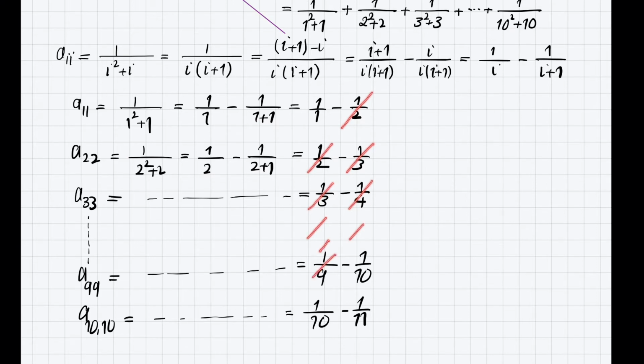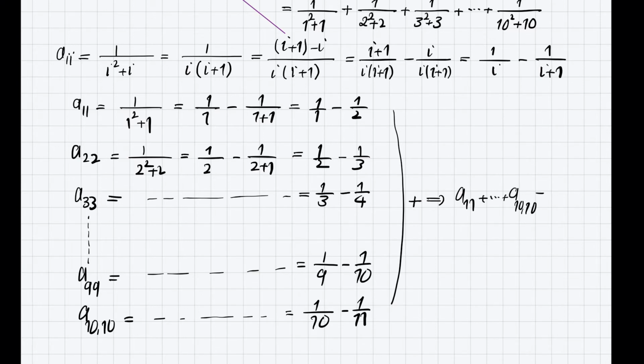So 1 over 9 is already cancelled with the previous term. Minus 1 over 10 will cancel this one. But there are 2 terms left. One of them is the very first one, and the other is the very last one. So if I add them together, this means that A11 plus up to A10,10 is equal to 1 over 1 minus 1 over 11. And this is very simple to calculate, so it becomes 10 over 11.